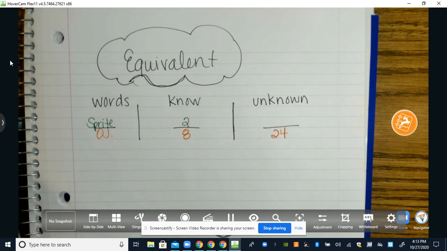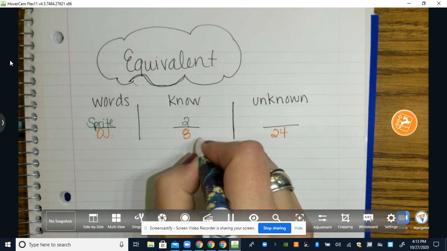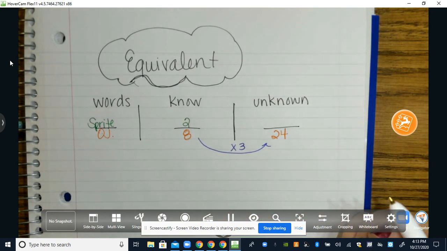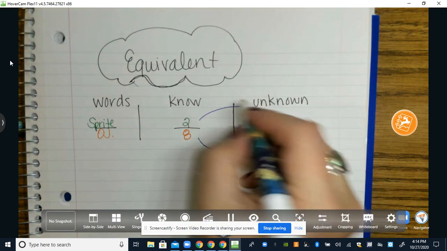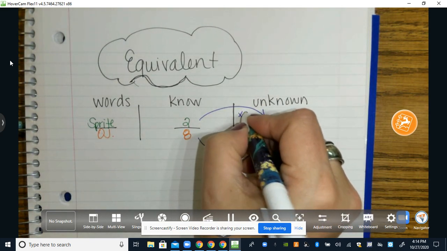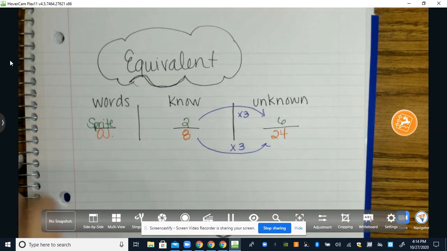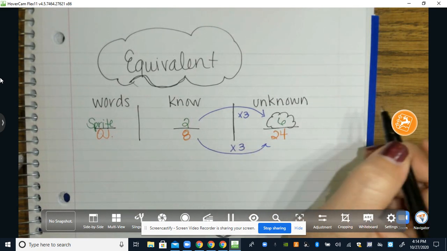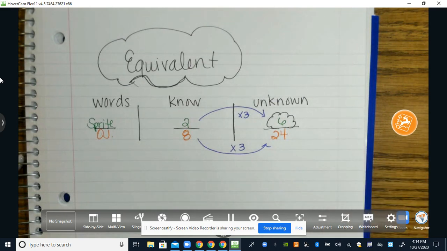So when I'm looking here, I have as equivalent, so I need to make it like an equivalent ratio. How can I go from 8 to 24? Well, I can times that by 3. So if I times this by 3, I can times the top by 3. And 2 times 3 gives me 6. So my answer is still 6 Sprite cans. The answer doesn't change, it's just the method in which we're solving it.